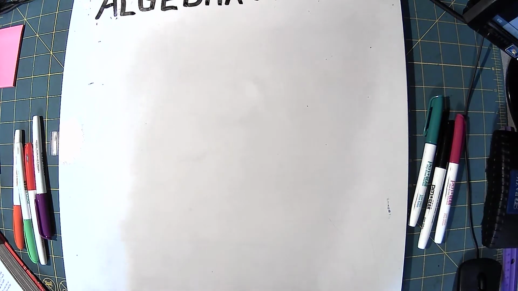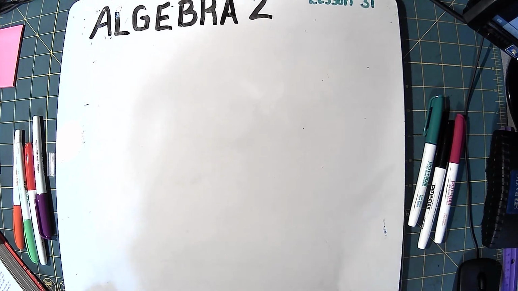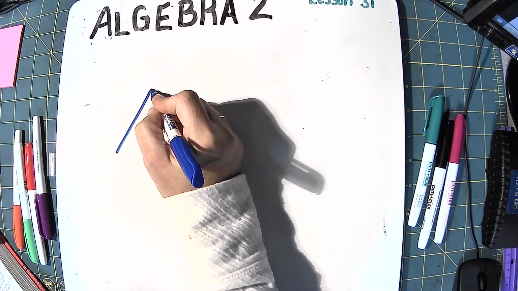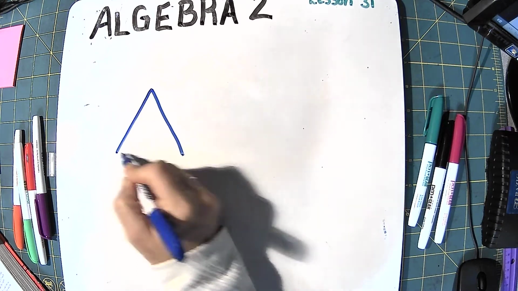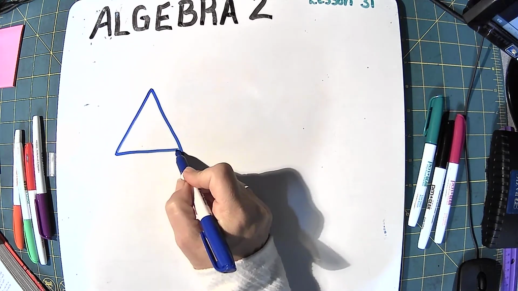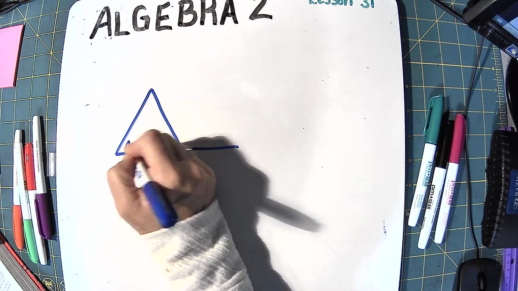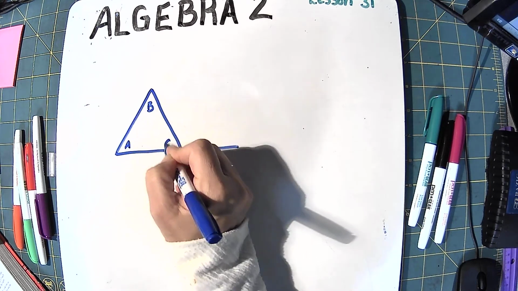All right, the rest of this lesson goes over remote interior angles. All right, so a polygon has one interior angle at each vertex. So here we've got a polygon. Say we've got a triangle like that, and it's labeled as A, B, and C.